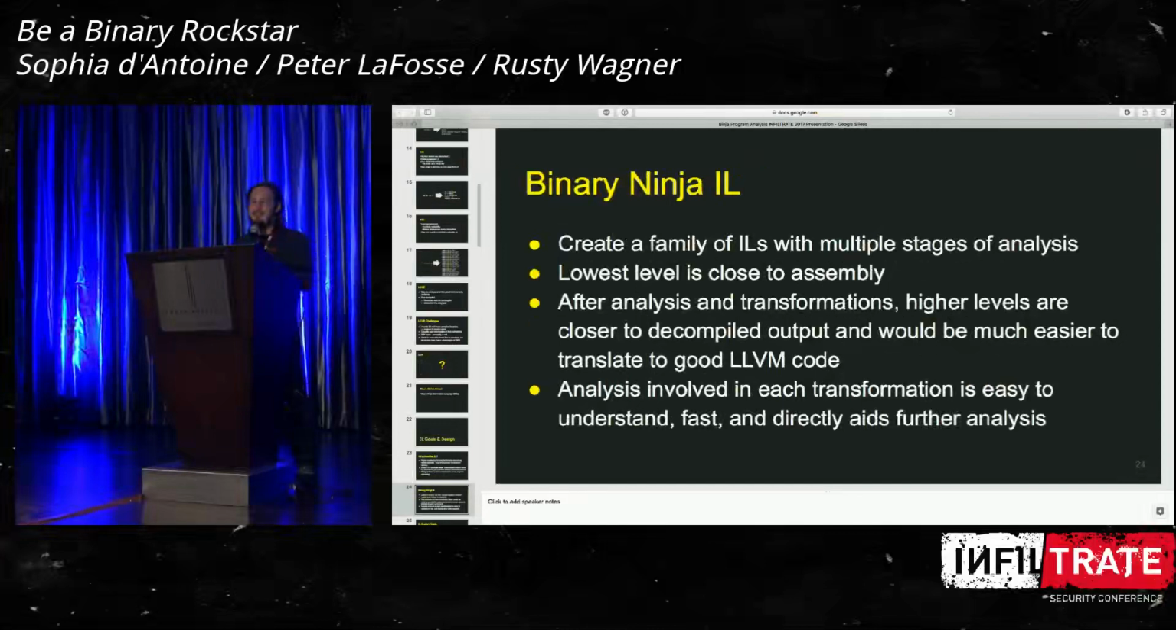So the Binary Ninja IL is actually a family of multiple different kinds of ILs. At the lowest level, it's very close to what you would expect out of an assembly language, and then you proceed forward to higher level ILs, which would actually be much more like decompiled output at the end.